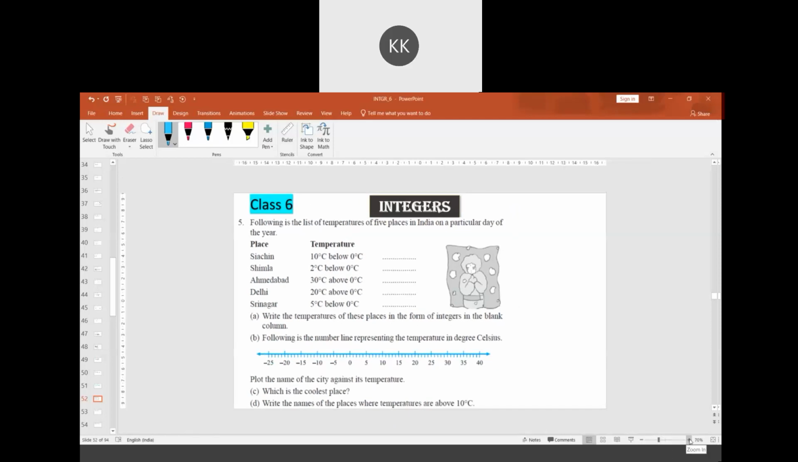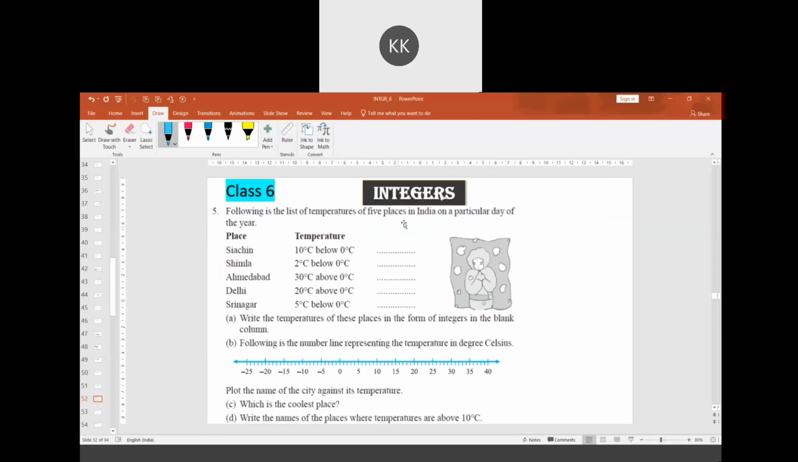Now look at question 5. Following is the list of temperatures of 5 places in India on a particular day of the year. The place temperatures are mentioned here. Siachen is 10 degrees Celsius below zero. What does it mean? It has to be a negative integer. So it is -10 degrees Celsius.